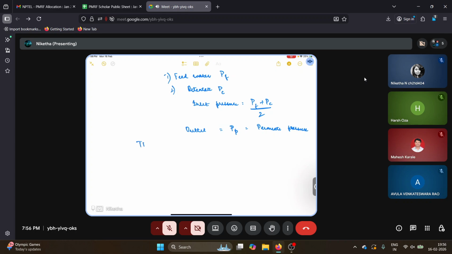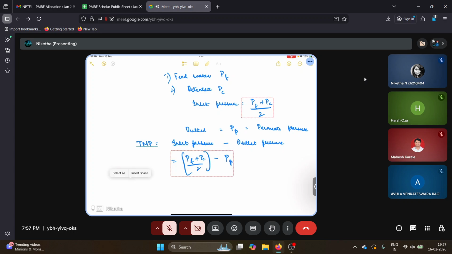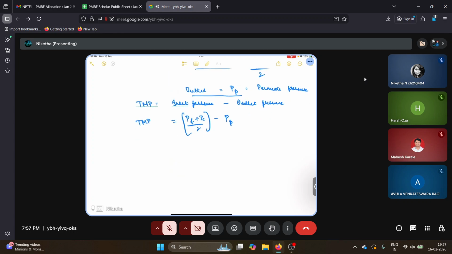So your transmembrane pressure is the inlet pressure minus the outlet pressure. This is equal to (PF plus PC) by 2 minus PT. I'm just substituting whatever I've written here: the inlet pressure is this, and the outlet pressure is this. So this is your transmembrane pressure.